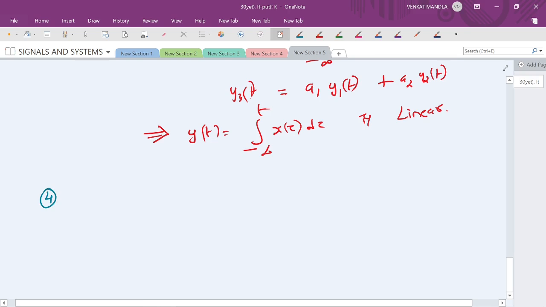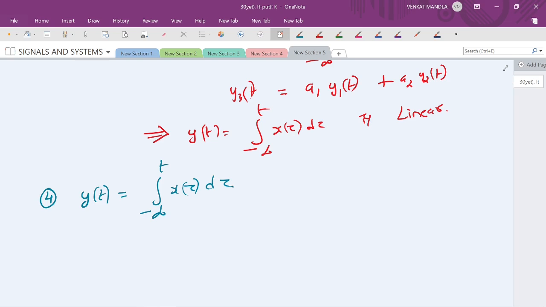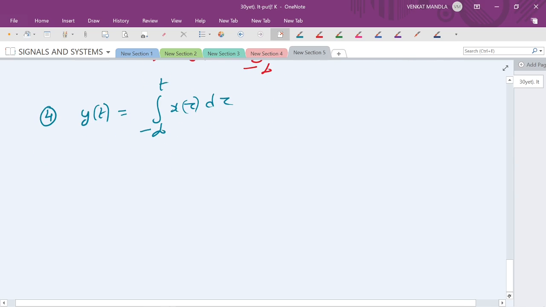Now, the problem: y(t) equal to the integral from minus infinity to t of x(tau) d tau. I want to check the time invariance condition for this system. How to check? First, I will apply x(t) as the input to the system. Then y(t) is the integral from minus infinity to t of x(tau) d tau.